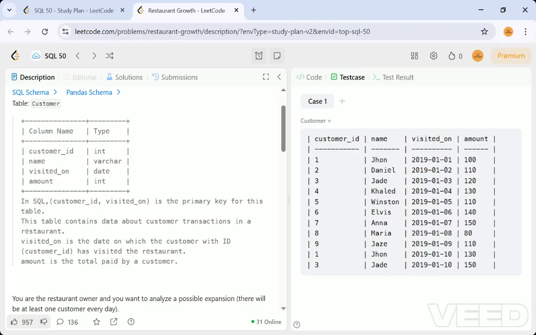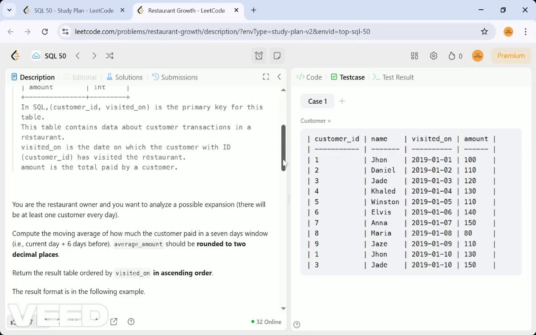This table contains the data about customer transactions in a restaurant. Some customers have visited how many times, how much amount they have paid in that restaurant, and at what time they have visited. Customer ID is nothing but a person having some ID, and amount is paid by that customer.